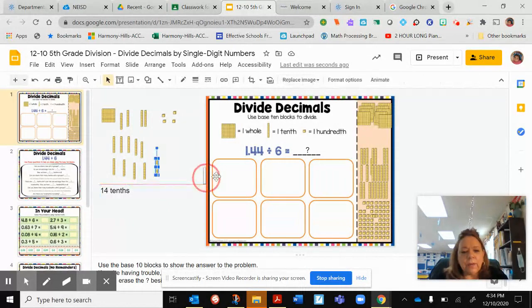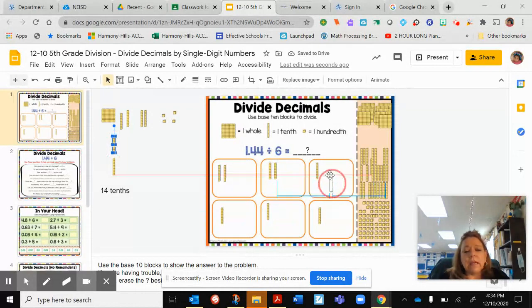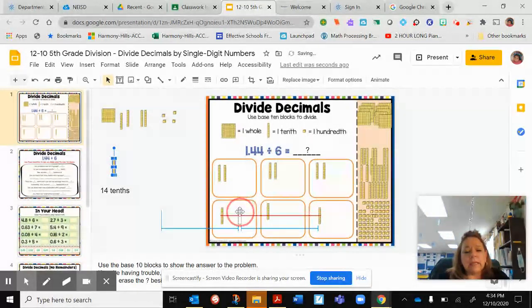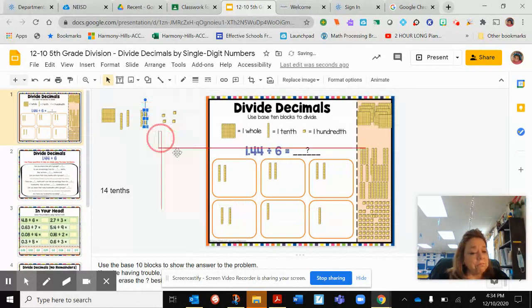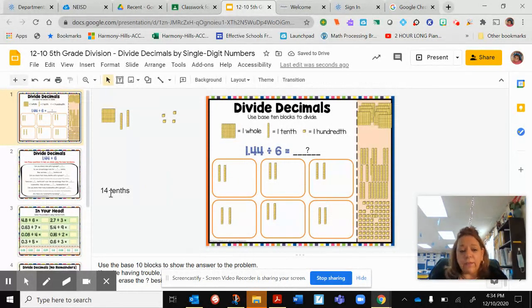So let me start here. I'm going to move 1, 2, 3, 4, 5. And let's see how many I can put in there. 3. And I can keep going. 4. 5. And 6. I still have some more tenths left that I can put into my group. So there's another one. 7. That's 8. 9 tenths. 10 tenths. I'm going to have some left over. You're right, 2 tenths are left over. 11. 12. Very good. So there's 12 tenths that I've used.